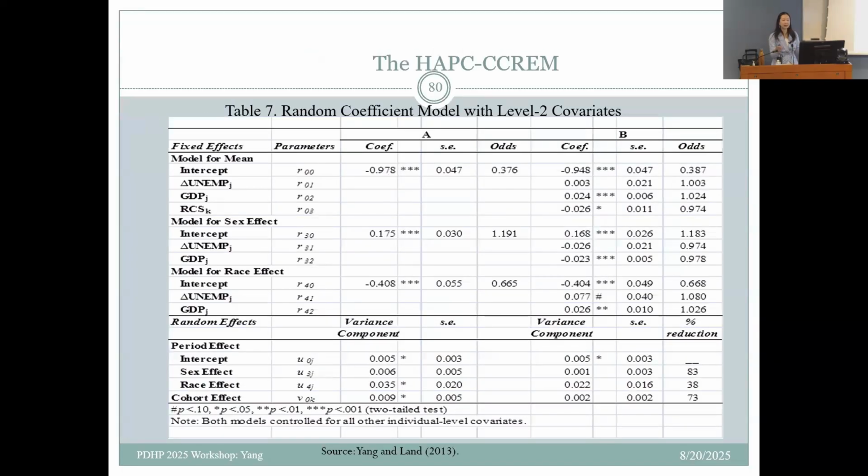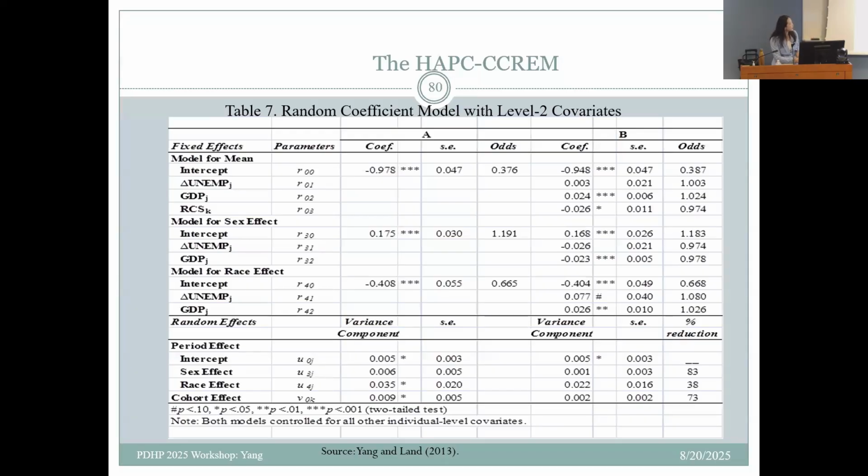I skipped the combined model, but here are the results. Panel A shows the model results without these variables. It's just the intercept, sex, and race, and the variance components for period and cohort effects. Model B adds employment rate, change in GDP, and relative cohort size to the intercept model, and then the macroeconomic variables, employment rate and GDP, into the sex and race model.